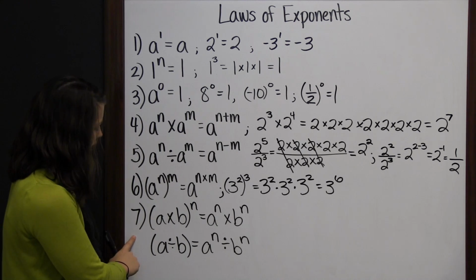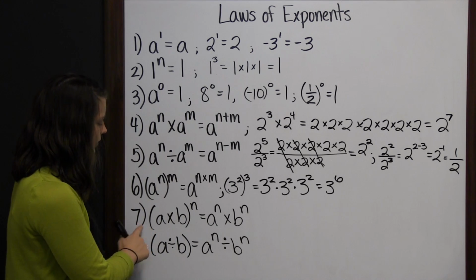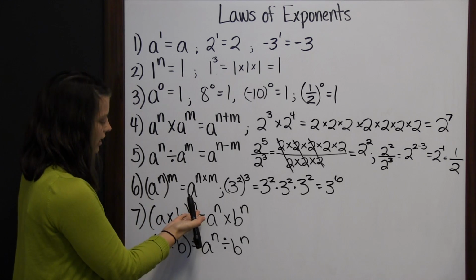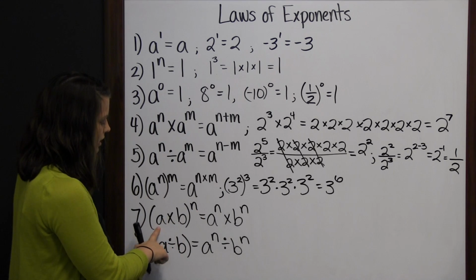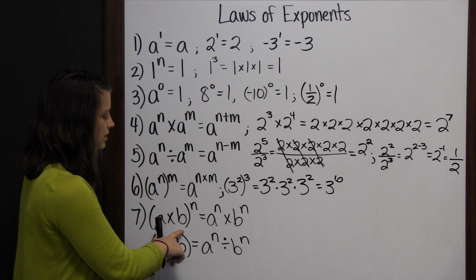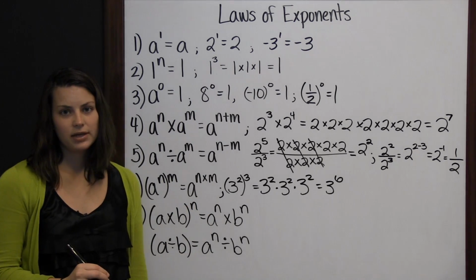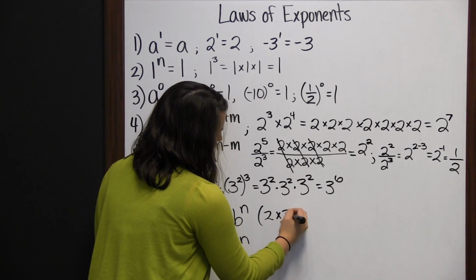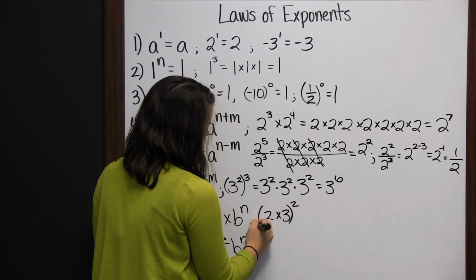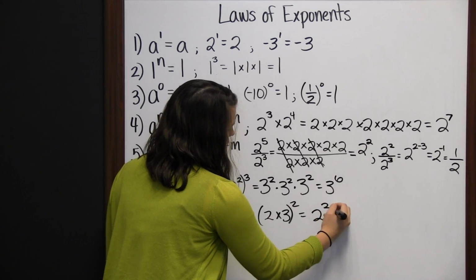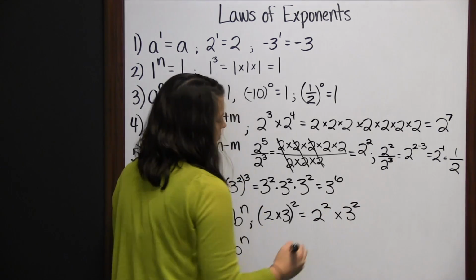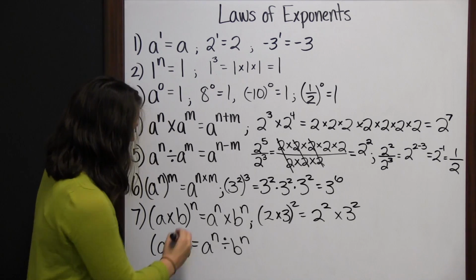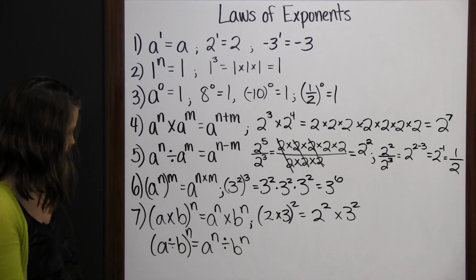The seventh rule says that when you have operations inside parentheses that are raised to an exponent, then each term inside those parentheses is raised to that exponent. So for instance, like 2 times 3 to the n. That is 2 to the n times 3 to the n. And again, you could simplify from there.